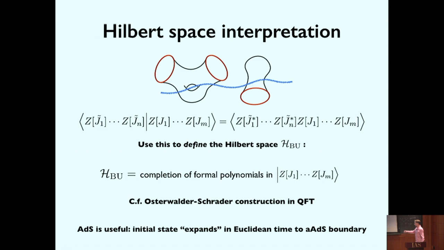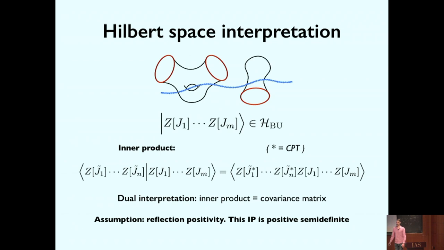What I'm going to do, I have these special states. I can take linear combinations of these states. I have an inner product on these states, which is positive semi-definite. And now I can use this to define a Hilbert space. It's the completion. This is something that is familiar from quantum field theory, from the Osterwalder-Schrader construction, where you define this Hilbert space as equivalence classes of Cauchy sequences and so forth. And as long as I started with something that was at least almost an inner product, which means it needs to only be positive semi-definite, not positive definite, which was my only assumption, then you end up with really a Hilbert space. So, Daniel, what was your question?